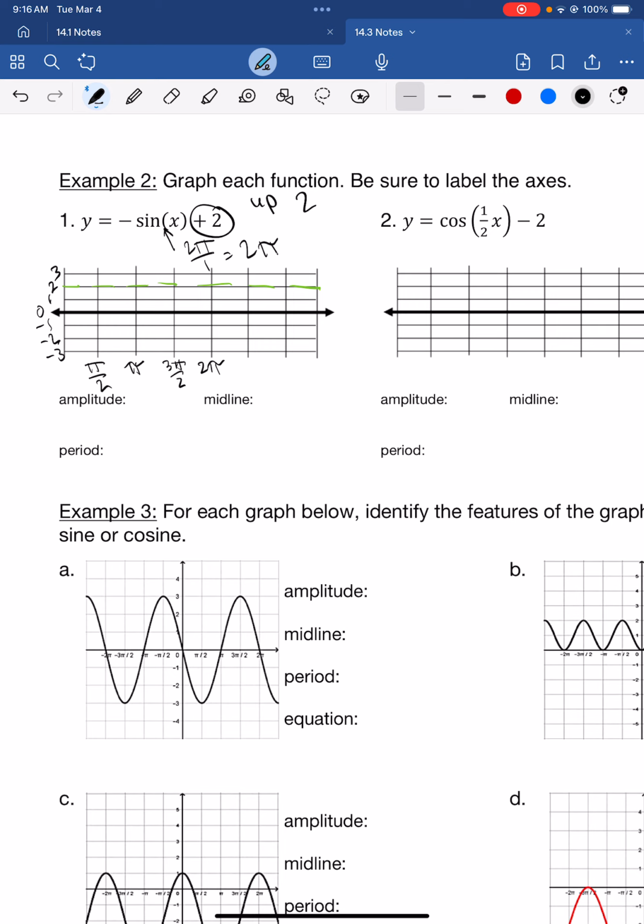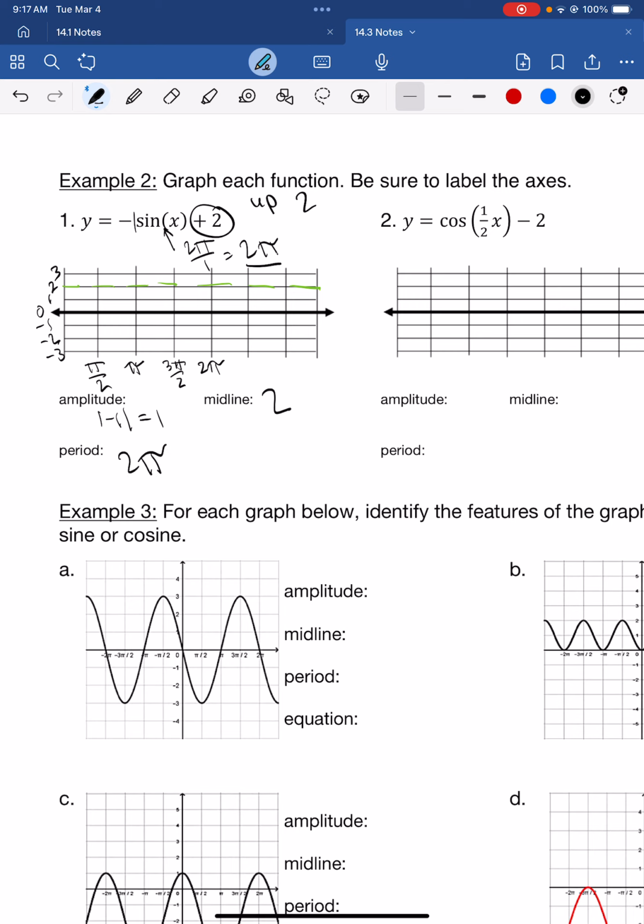All right, so we can make a couple notes here. It looks like our amplitude is -1. Of course, we take the absolute value of that, so that would be 1. Midline, we moved up to 2. And then our period we have right here is just 2 pi.